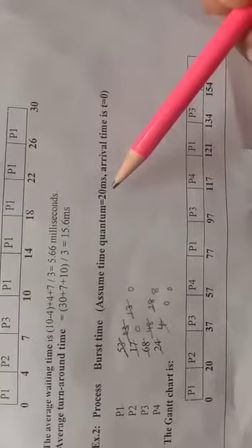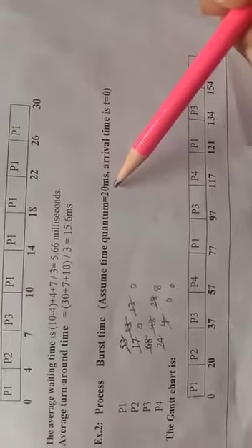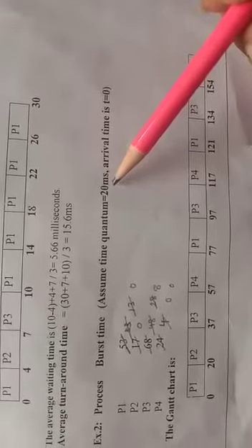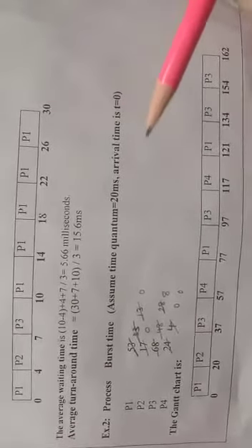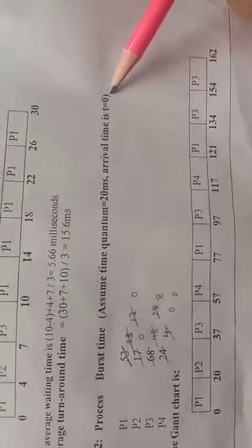If we are defining a time quantum, this is the maximum time for which each process could run on the CPU. More than this they cannot use the CPU, the CPU will be preempted, taken out and given to the next process. And assume all the processes have arrived at time 0.